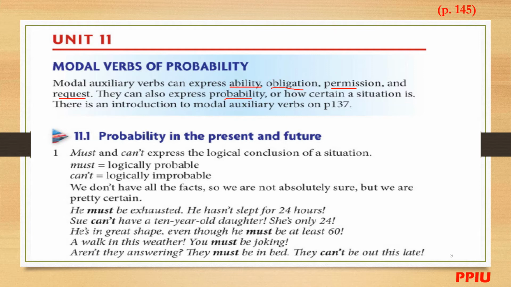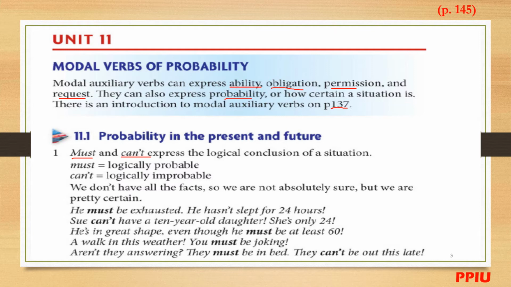There is an introduction to modal auxiliary verbs on page 137. So you have already learned about this one, right? It's not new here. So we move to probability in the present and future. Must and can't. Must and can't express a logical conclusion about a situation. Must is used to talk about what is logically probable, and can't is used to talk about what is logically improbable.